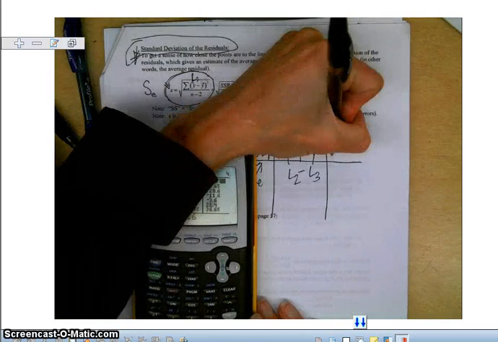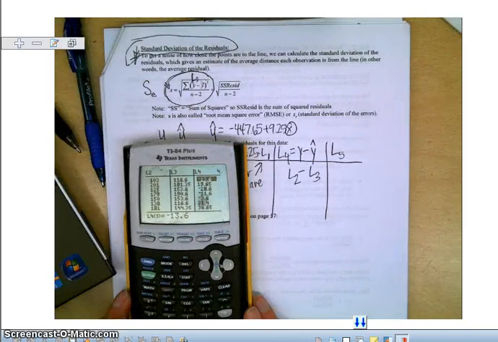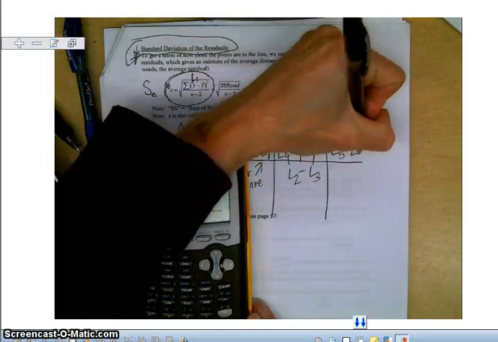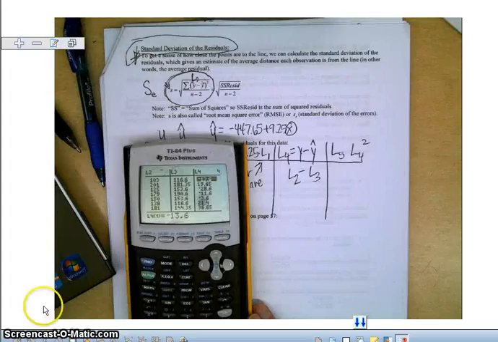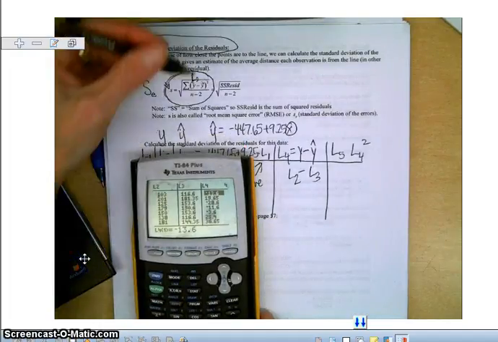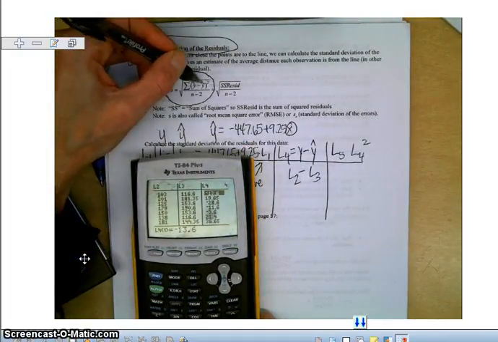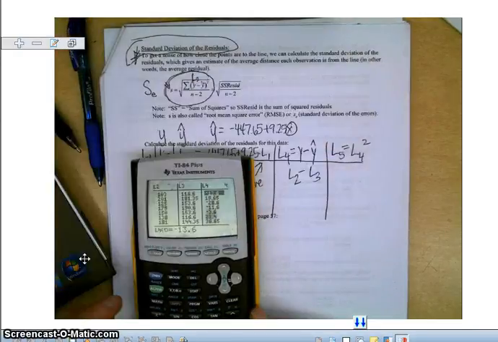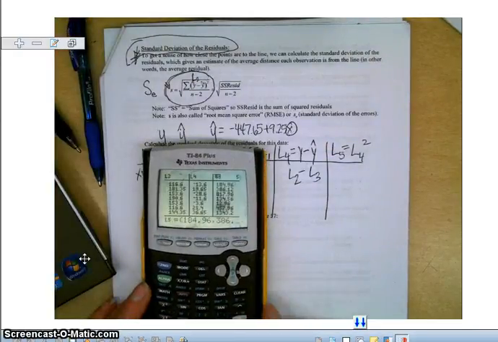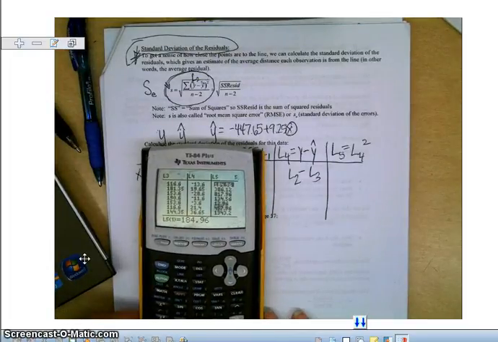Finally in list 5, I'm going to take list 4 and I'm going to square it. So now what I've actually calculated is the difference in the y and the y hats, and now I'm going to square it. So list 5 is list 4 squared. So go up to the heading of list 5 and hit second list 4 squared, enter. And what it does is it squares all those values.